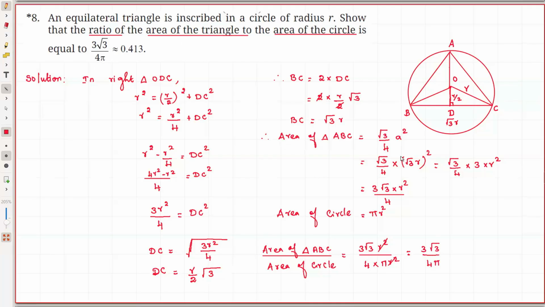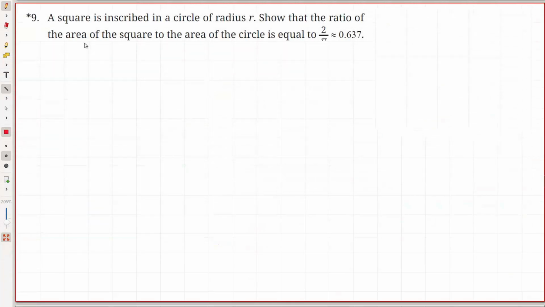If you want to substitute, the root 3 value is 1.73 and the pi value is 22 by 7 or 3.14. You'll get approximately 0.413. We no need to do this simplification part. So approximately it will be equal to 0.413. We can complete this.